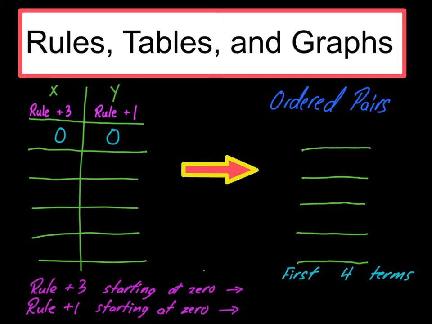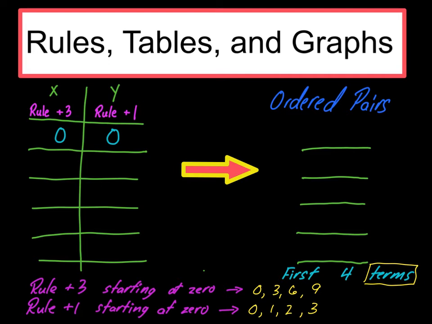So a term is a number in a pattern, so we start with 0, and we keep adding 3: 6, 9. And then for our rule where we add 1 starting at 0, again, first 4 terms: 0, 1, 2, 3. So this is a way that we can handle patterns, and an important word is right here, which is term or terms, which is a number in the pattern.